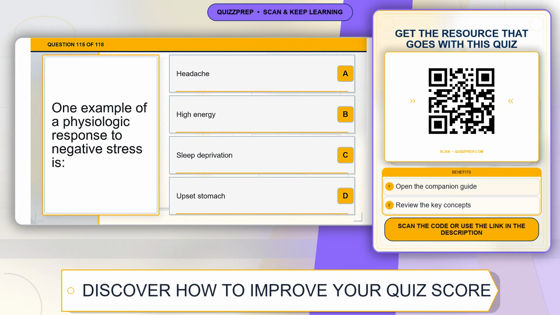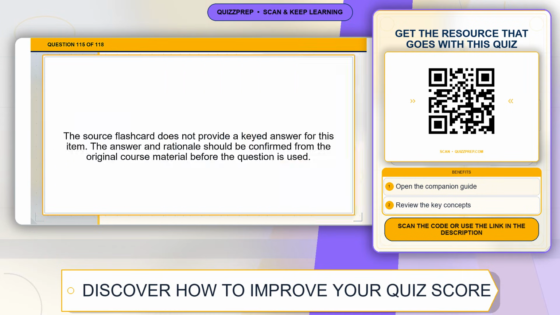Question 115. One example of a physiologic response to negative stress is option A, headache, option B, high energy, option C, sleep deprivation, option D, upset stomach. The correct answer is not shown. Explanation: the source flashcard does not provide a keyed answer for this item. The answer and rationale should be confirmed from the original course material before the question is used.